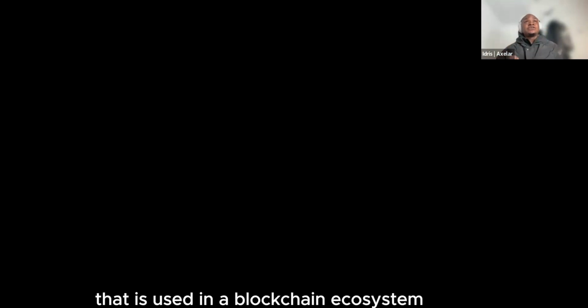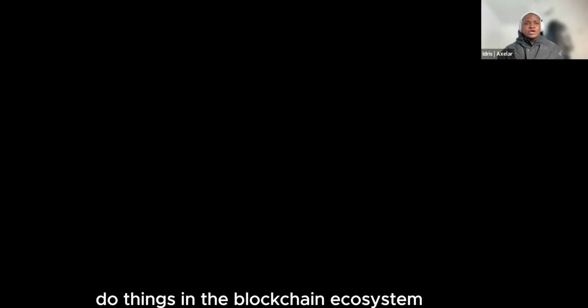Just see a scenario where you want to organize a blockchain event, or probably you have a tool that is used in a blockchain ecosystem. If you don't know how to do things in the blockchain ecosystem, you can't even use the tool. And even if you know how, you need to learn how to use the tool. So now the owner of the tool wants to organize an event, and all the attendees literally have no idea about blockchain.